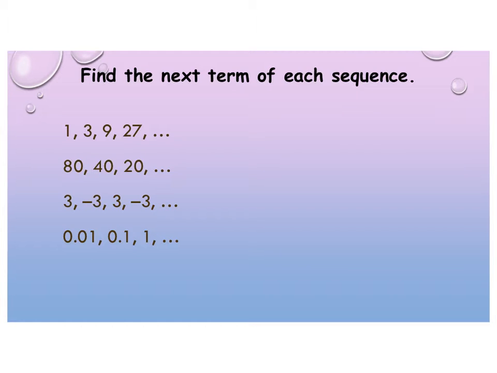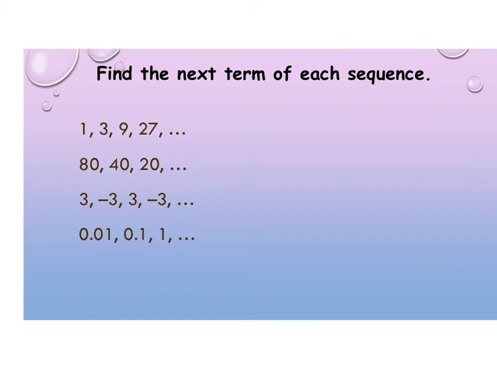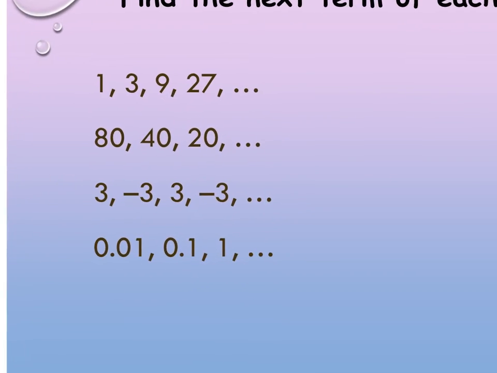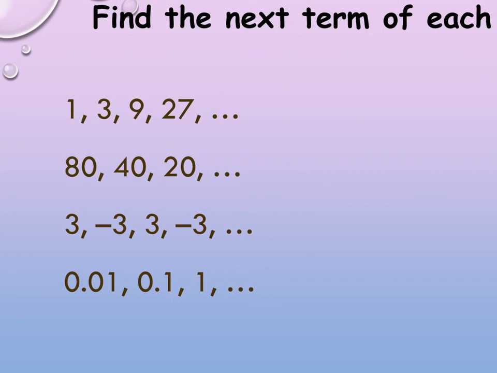So you can see that I take 1 times 3. 1 times 3 is 3. 3 times 3 is 9. 3 times 9 is 27. So the next term is going to be 3 times 27, which is 81.